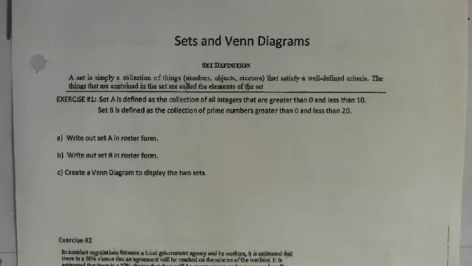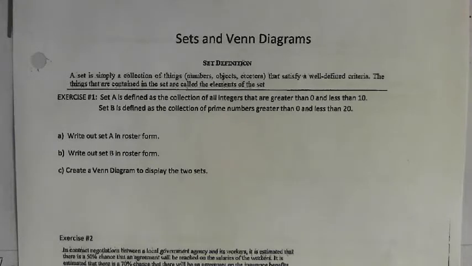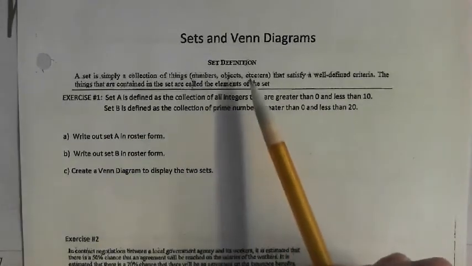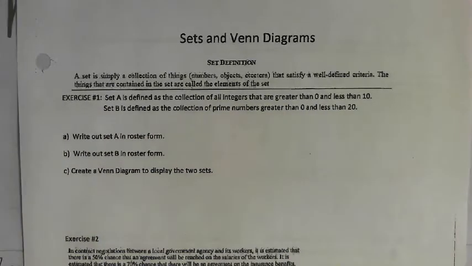So Venn diagrams are pretty prominent, and you need to know how to use them to help you answer questions. The set part of this is more notational stuff. So a set is simply a collection of things, just a list of things that satisfy a criteria.